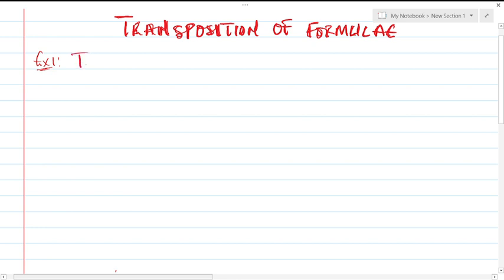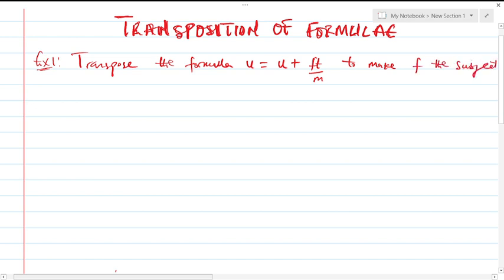The first example says, transpose the formula V equals U plus FT over M to make F the subject. All right. So let's check the solution.